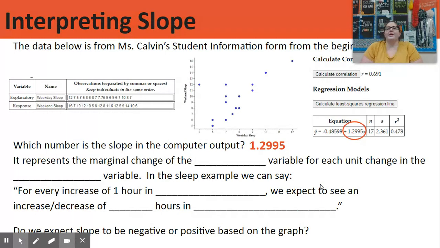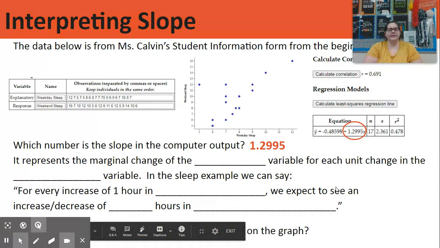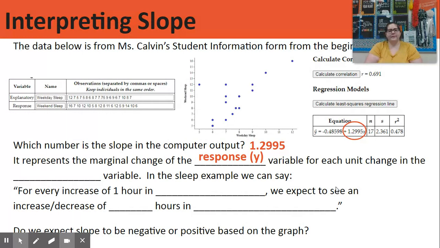If you think back to what slope is, it's rise over run. The way we interpret it in words is we talk about what happens to y when your x increases by 1. So it's how much it is rising as the run goes over 1. In slightly fancier terms, but the same idea, it represents the marginal change of the response variable, the y variable, for every unit change in the x variable.